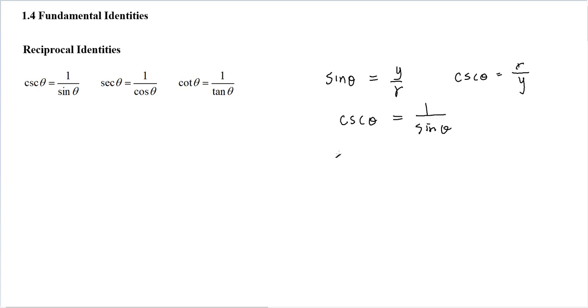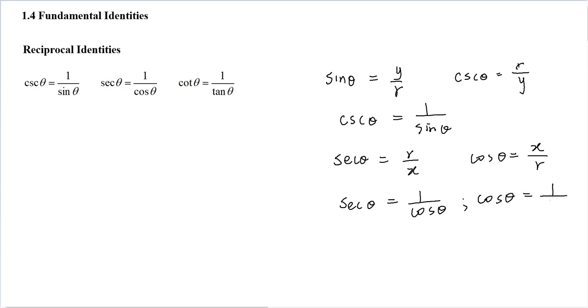And similarly, secant theta, which is r over x, and cosine theta is x over r. They are reciprocal to each other, so secant theta is 1 over cosine theta. We can reverse this, meaning cosine theta is 1 over secant theta, and sine theta in the same way is 1 over cosecant theta. So these are reciprocal identities.